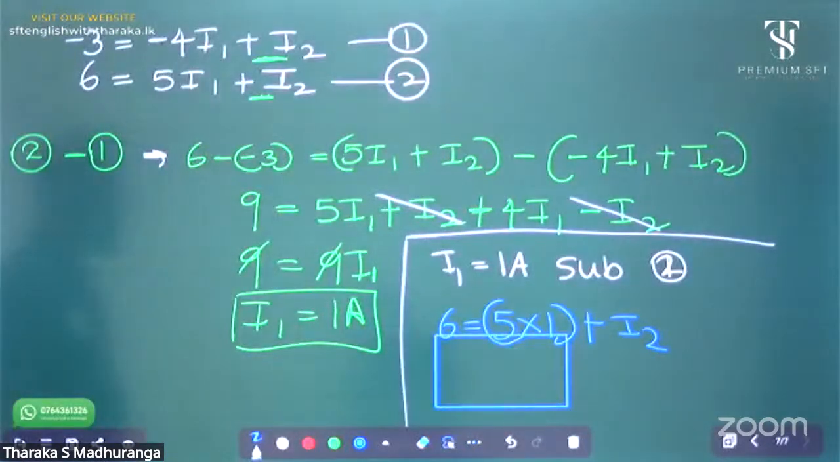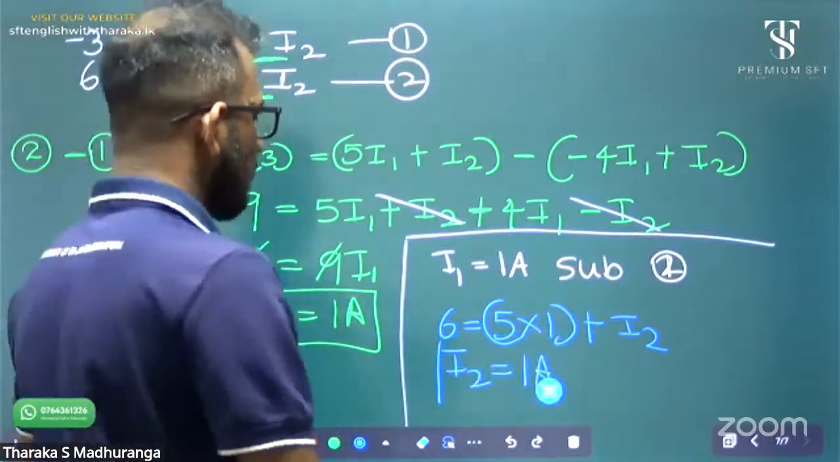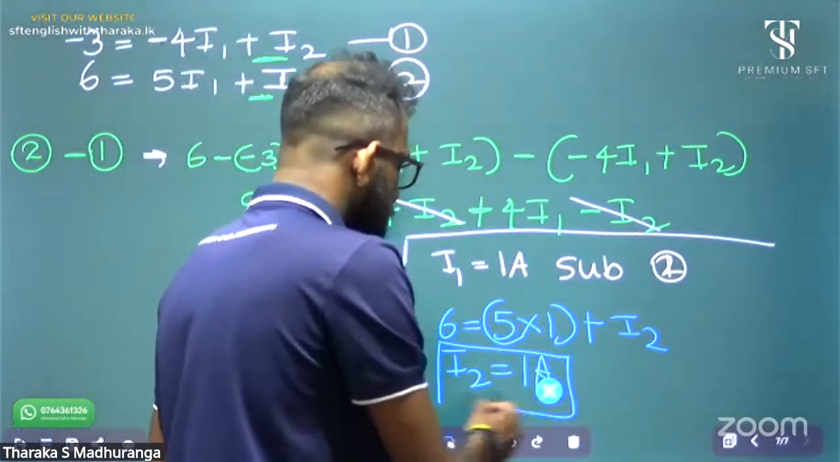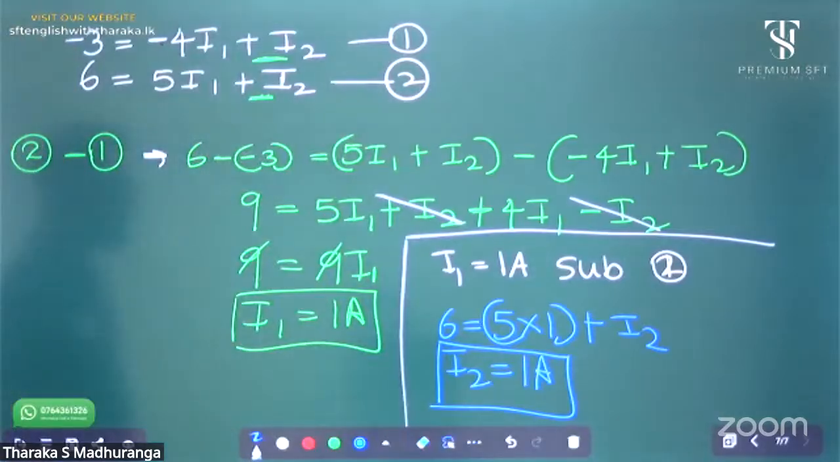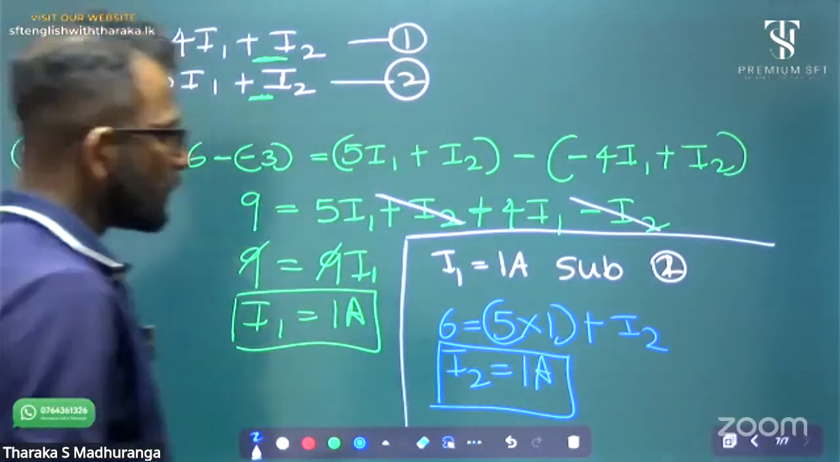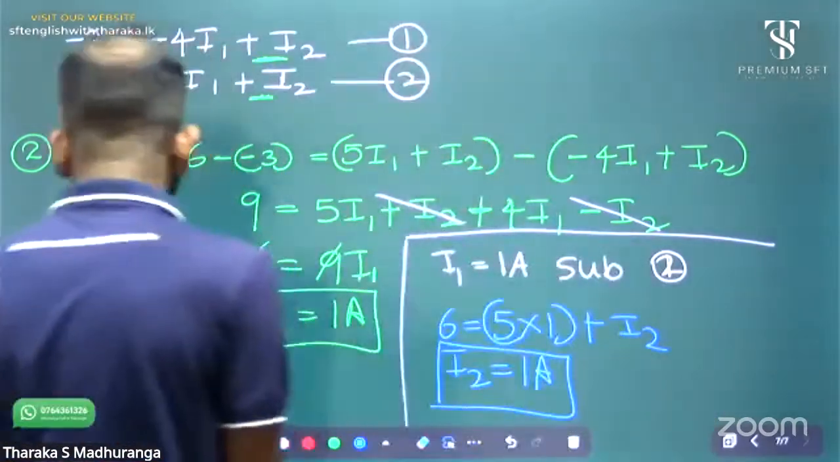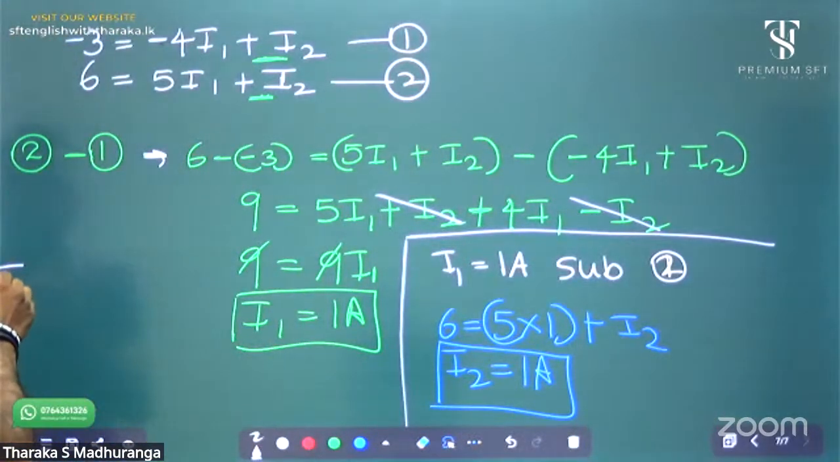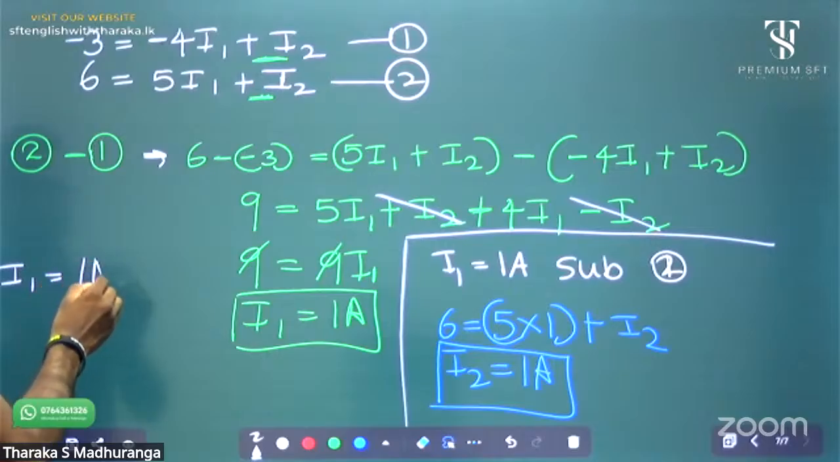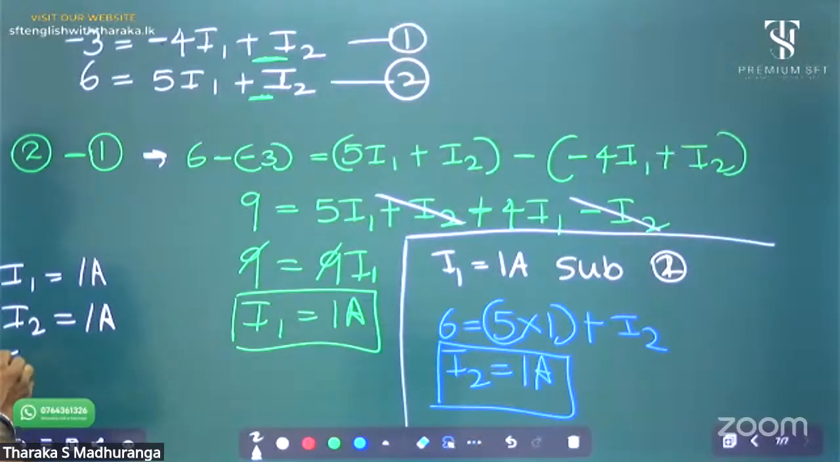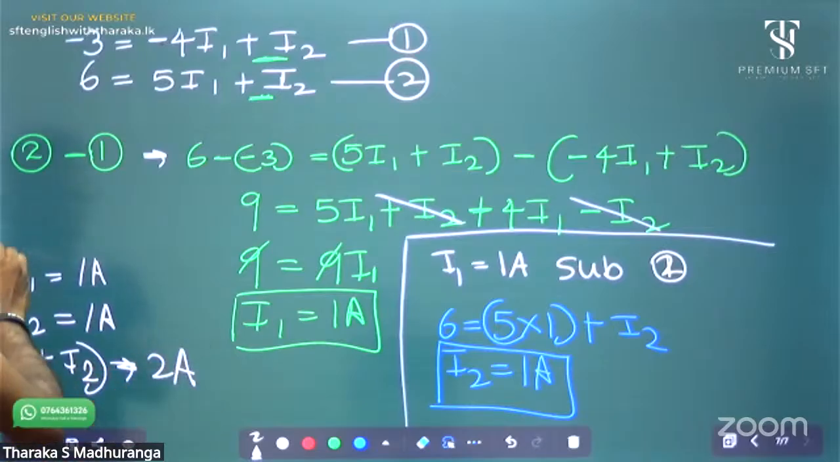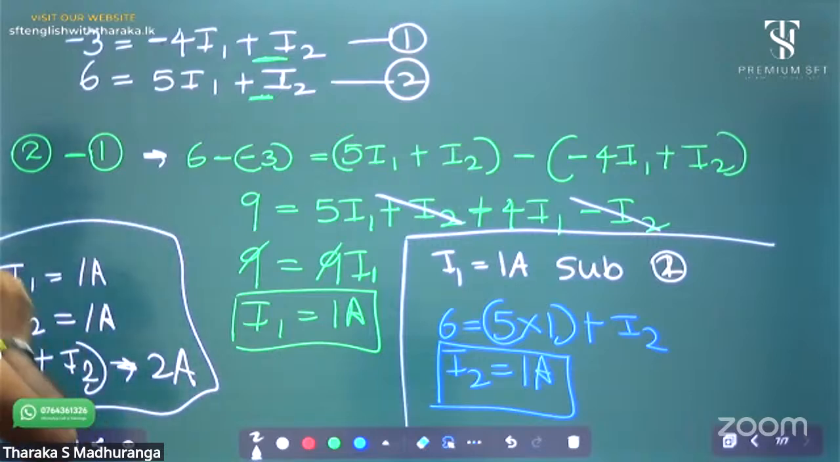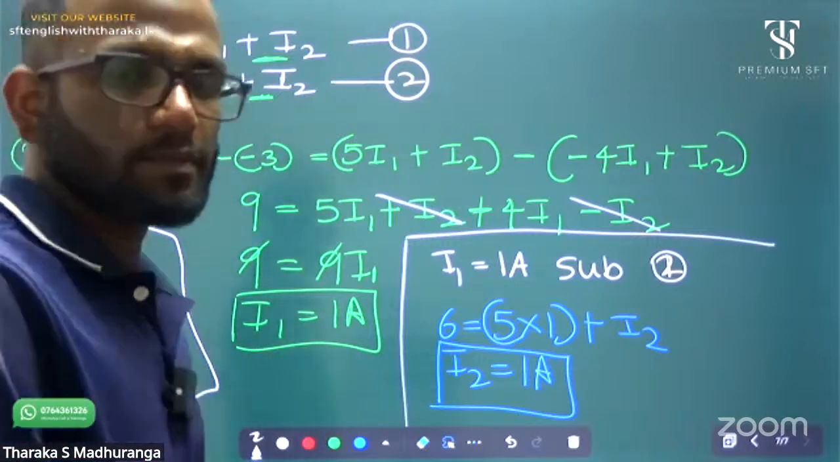I2 also 1 ampere. Then we can say I1 equals 1 ampere, I2 equals 1 ampere. But I1 plus I2, the above part current flowing is 2 ampere. Okay, that's a summary. If you have any doubt, please ask.